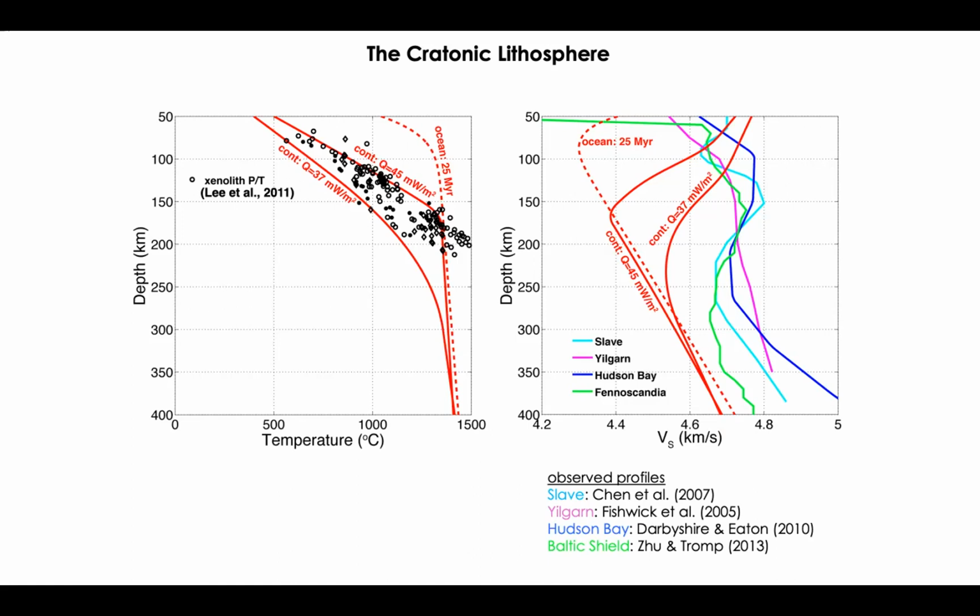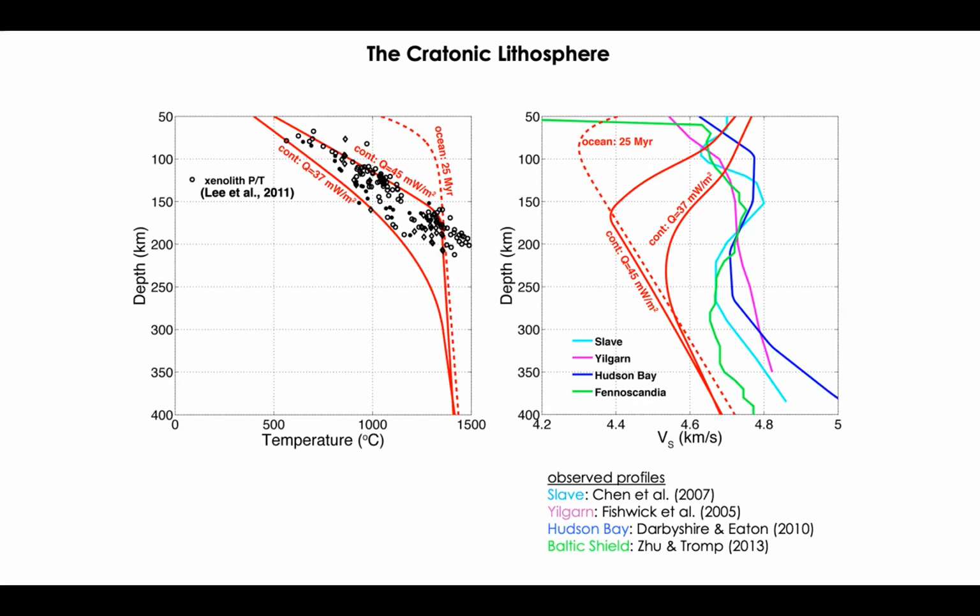Cratonic mantle xenoliths provide some indication of what the temperature structure is like in the cratonic lithosphere. On the left, the black symbols show temperature and pressure determined from xenolith thermobarometry from the Slave, Kalahari, and Siberia cratons. I've calculated two geotherms shown in red for reasonable values of surface heat flow and crustal heat production. You can see that they bracket almost all of the xenoliths. I'm also showing a third temperature profile, for 25 million year old ocean floor, calculated using a half space cooling model. All three temperature profiles intersect the adiabat at various depths.